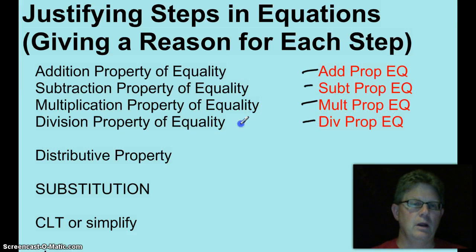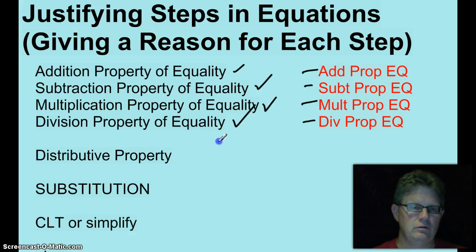Okay, what are these properties of equality? Addition property of equality is when you add something to both sides. Subtraction property of equality, when you subtract the same thing from both sides. Multiplication property of equality, you multiply both sides by the same number. And division property of equality, divide both sides of the equation by the same number.